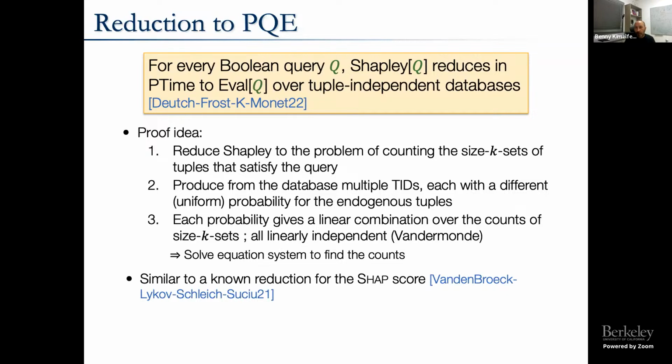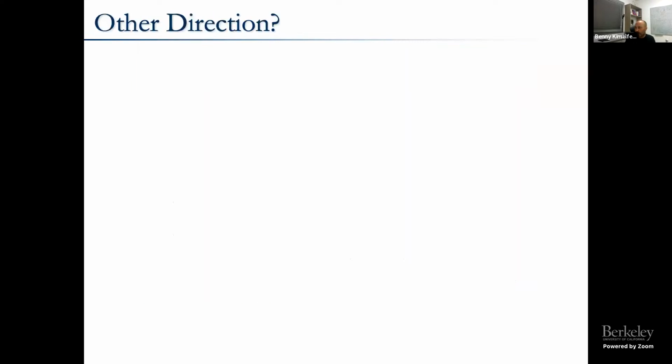This is a similar approach to what Van den Broeck and others did for the SHAP score. It also arises in the analysis of probabilistic databases. Suciu and Dalvi used it in the proof of the big dichotomy theorem. And I used it with Antoine to prove some complexity results about special probabilistic databases.